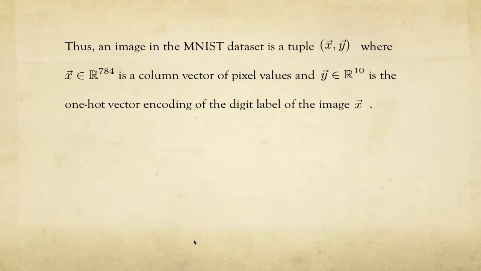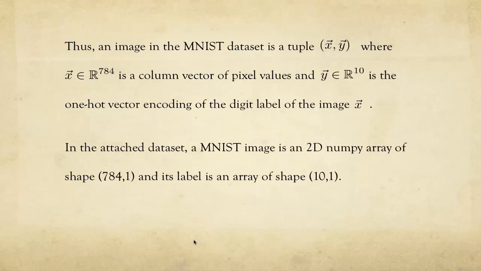So an image in this dataset is actually a tuple (x, y), where x is a column vector of pixel values living in R784, and y is the one-hot encoded label, which is a vector in R10. The encoded label indicates what image x is. In the dataset, the image is actually a 2D Numpy array of shape 784 by 1, which is 784 rows, 1 column, and the label is 10 rows by 1 column. Again, these are notations for the Numpy library, and we'll talk about that in the next lecture.